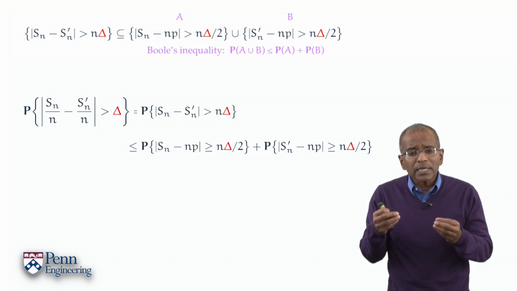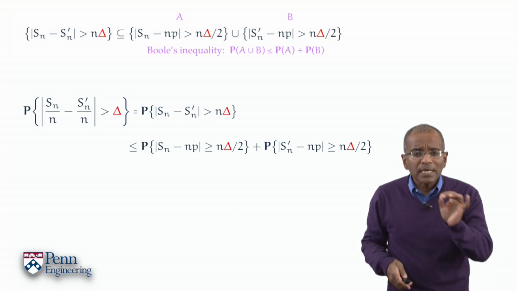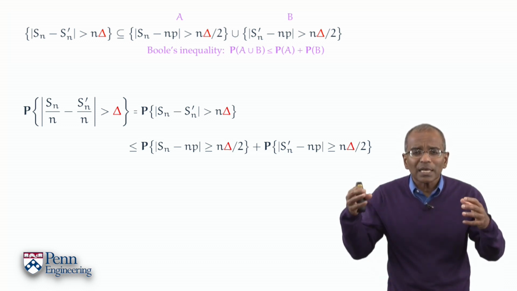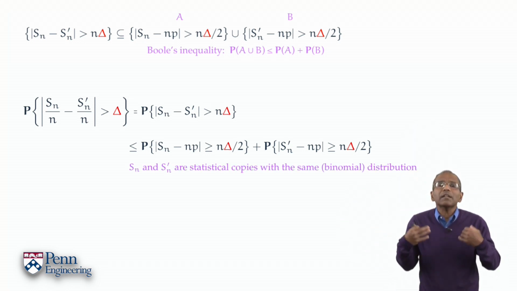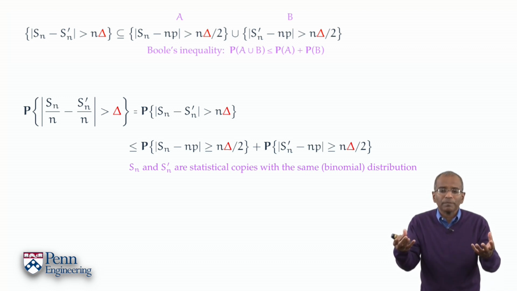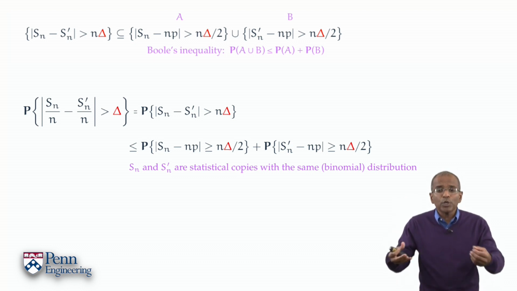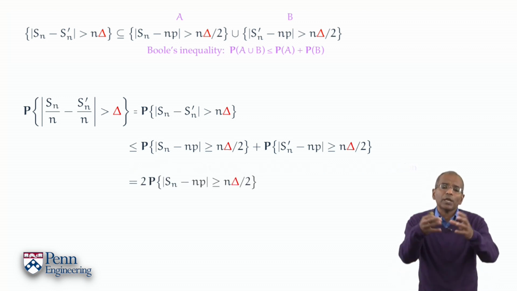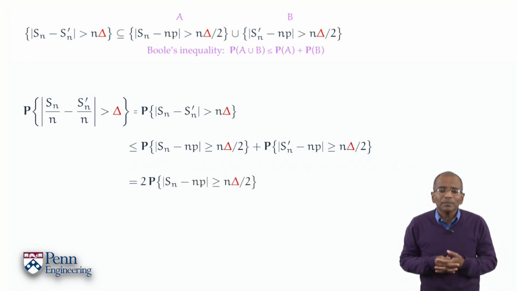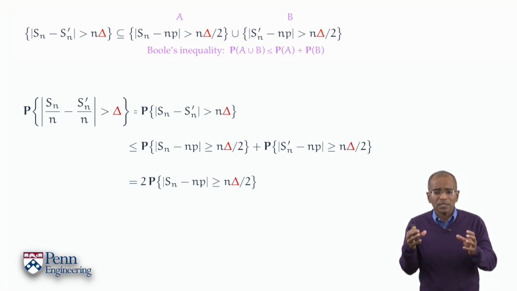Well, we realize that both Sn and Sn prime are statistically the same. What I mean by that is they are both governed by the self-same binomial distribution. And if that is the case, the probability law governing each of them, Sn and Sn prime, is exactly the same, which means the probabilities being queried must be identically equal. And therefore, we simply get twice the probability of, let's say, one of them, say the first one. Now, this is getting simpler and simpler.